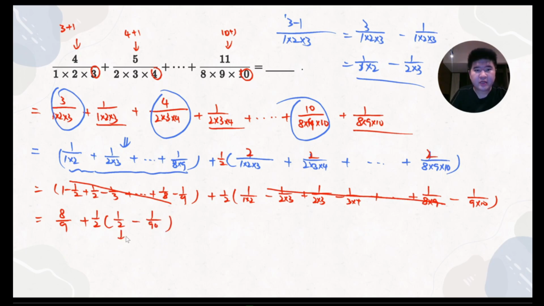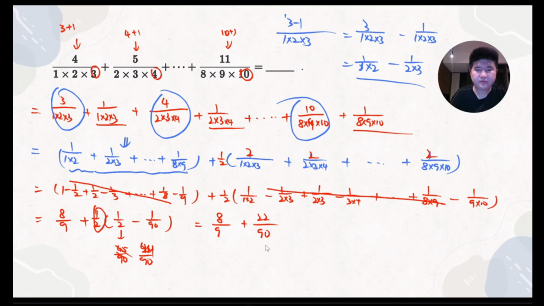A half can be written as what? It can be written as 45 over 90. 45 over 90 minus 1 over 90 is just 44 over 90, sorry. And 44 times a half just becomes 22 over 90. So the answer here is 8 over 9 plus 22 over 90.